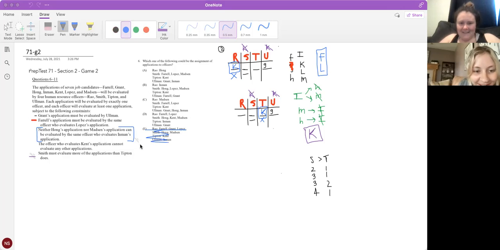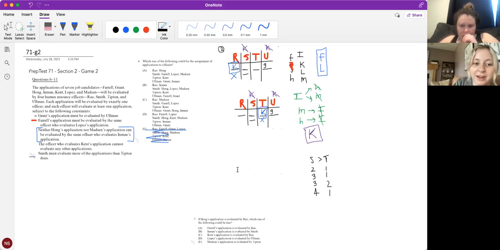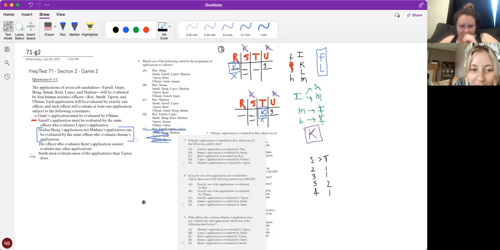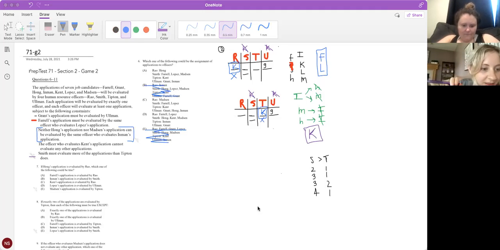All right, what about the next one? The next one says Farrell's application must be evaluated by the same officer who evaluates Lopez. So Farrell and Lopez must be together. For the first one, they are. For B, they are not. For C, they are. And for D, they also are.